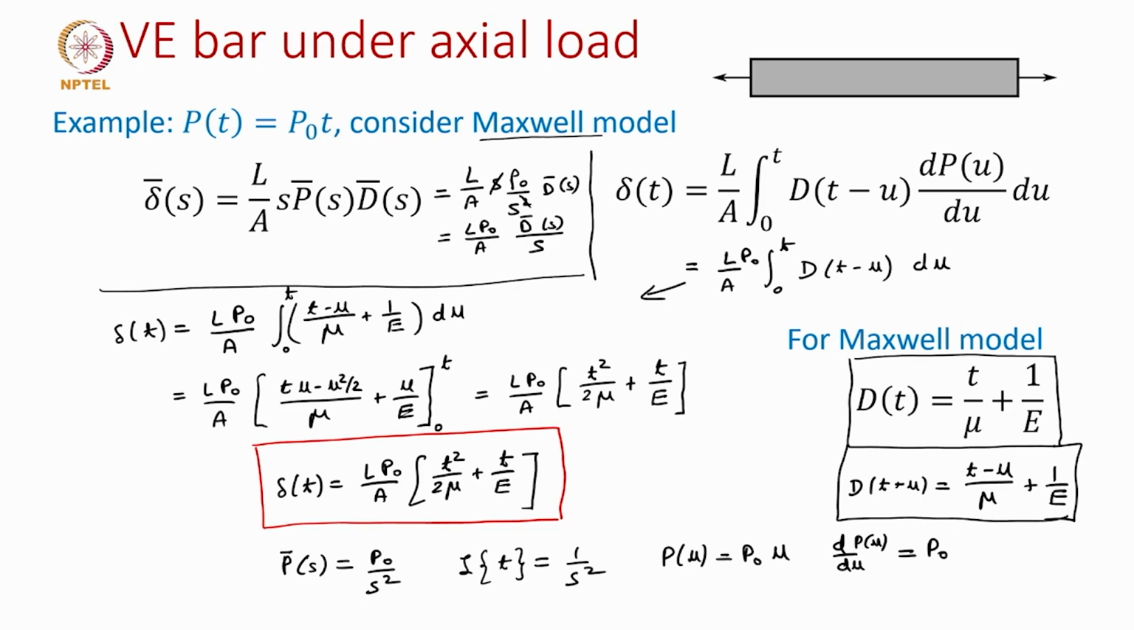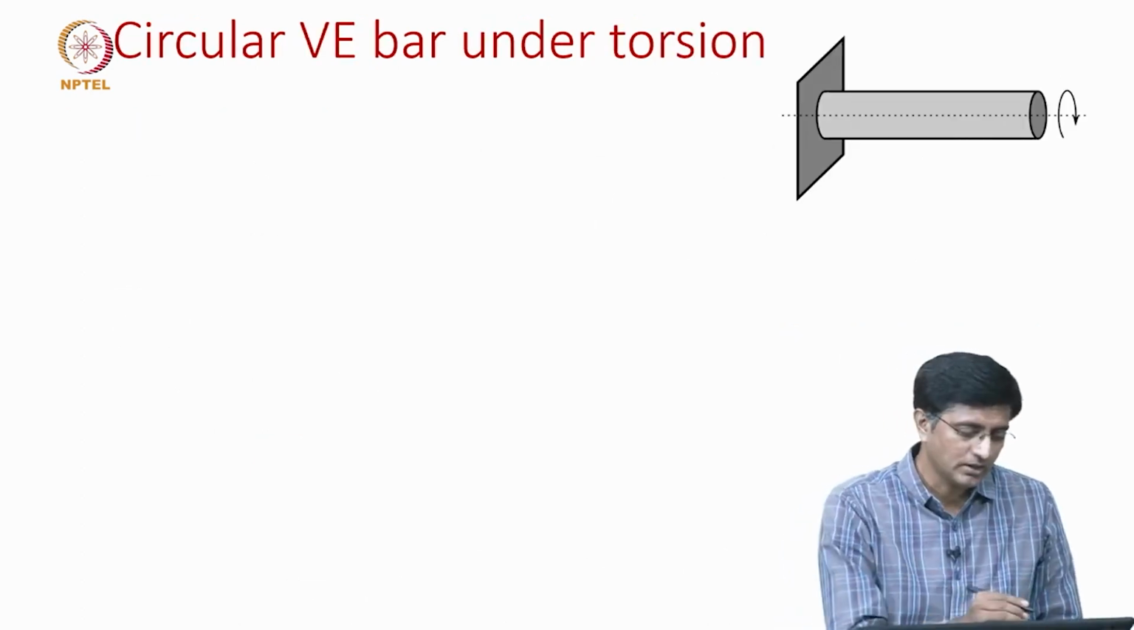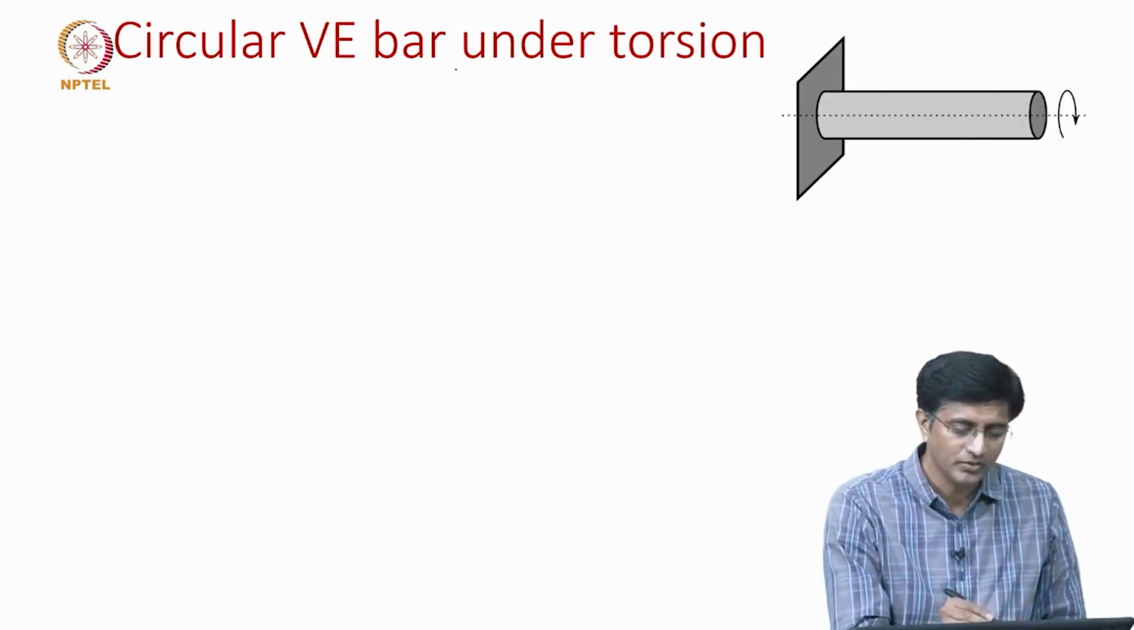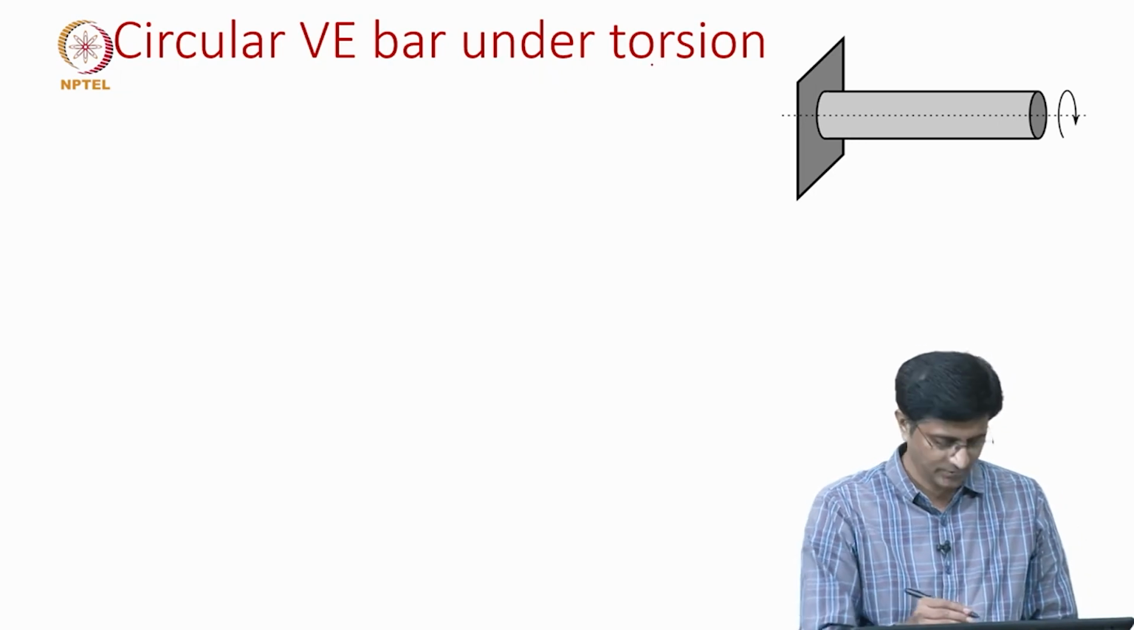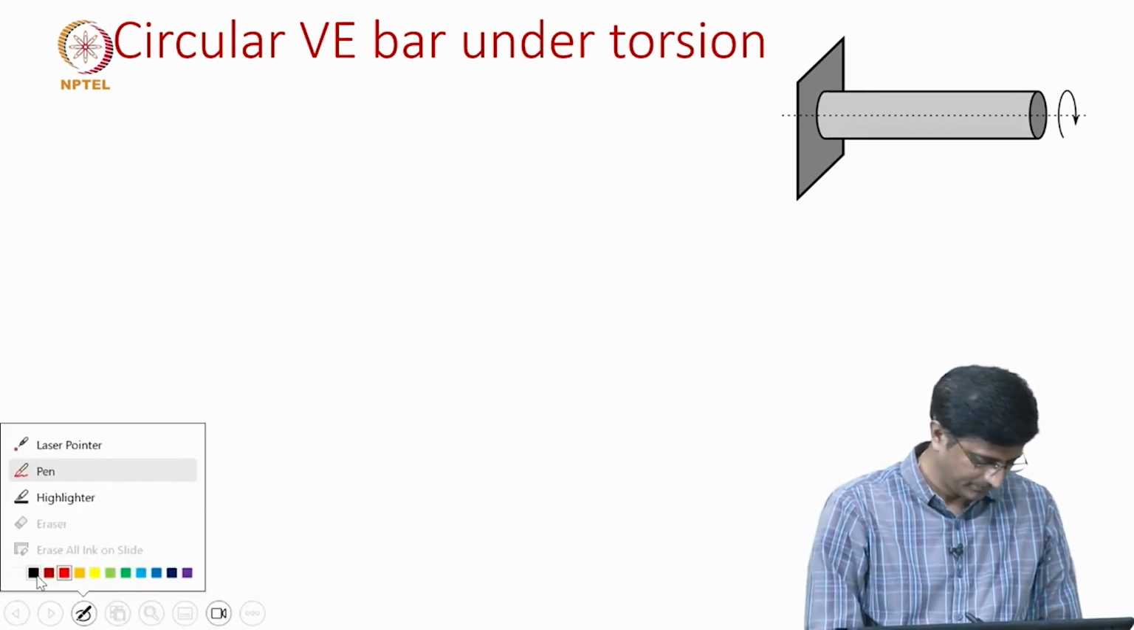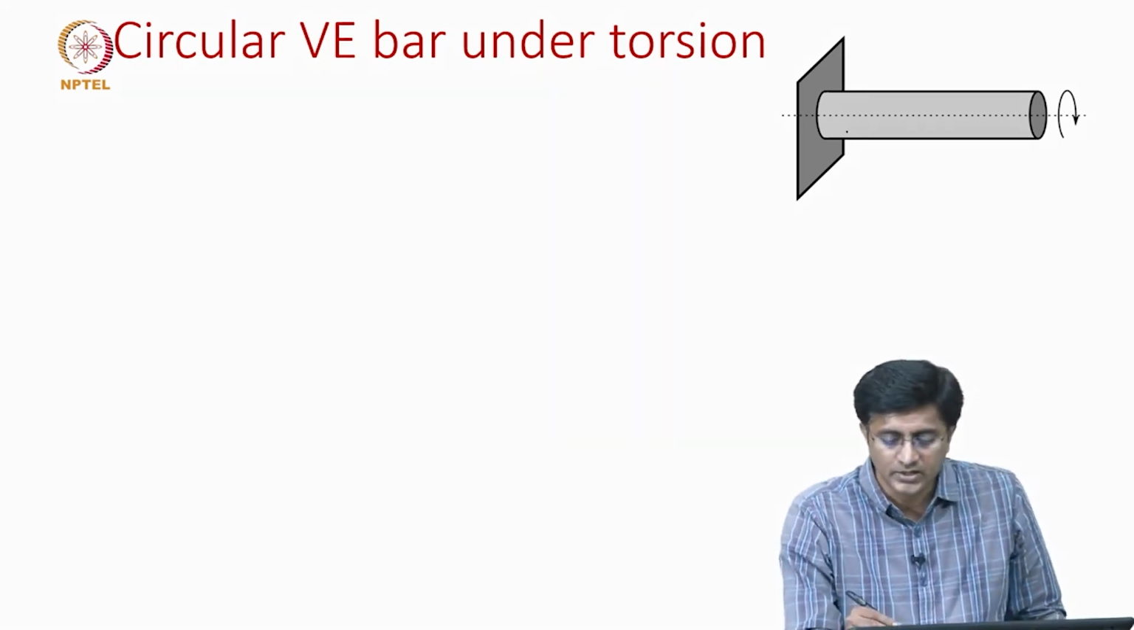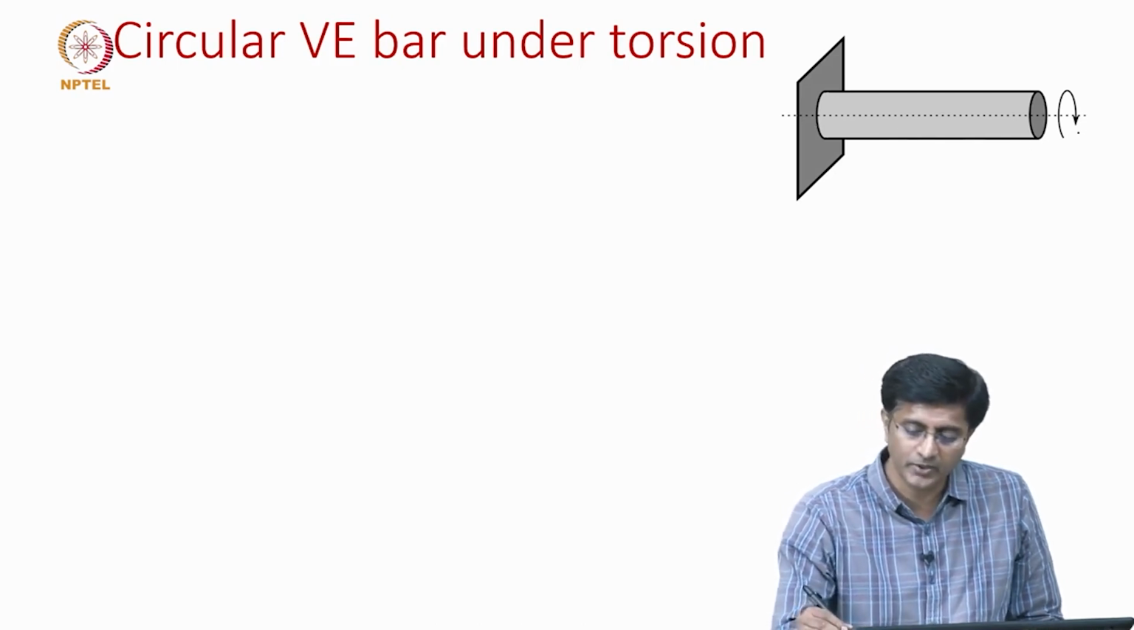So, now we have been discussing a bar under uniaxial load. Now, let us look at a different kind of loading. Considering a viscoelastic bar, we are considering torsion loads. So, let us consider a bar which is fixed at one end, and on the other end we apply a torque T.